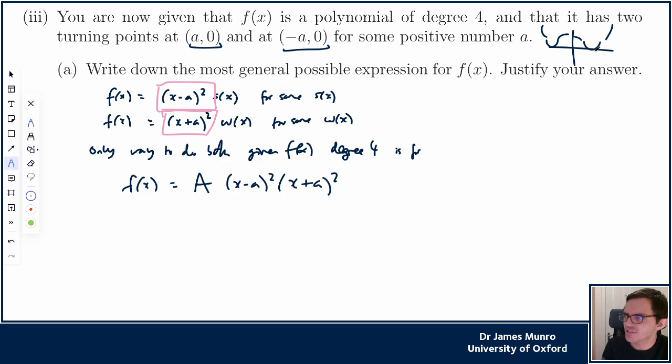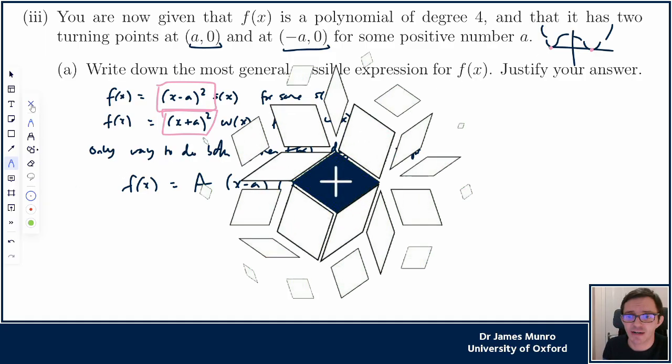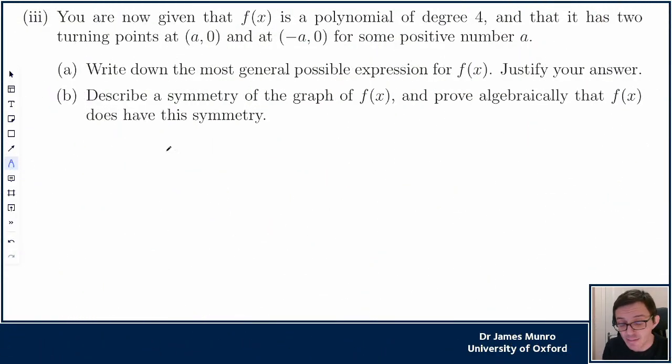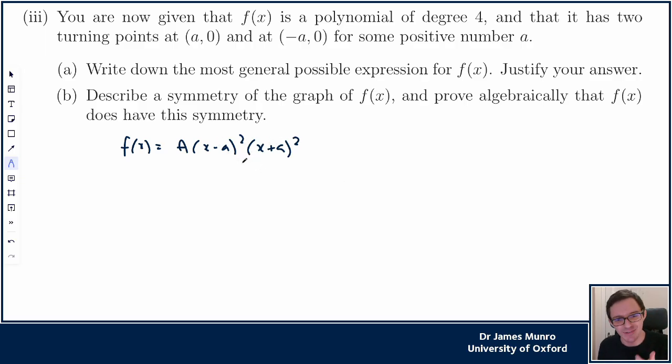Sort of repeated root at a, also a repeated root at minus a, and no more roots counted with either repeats or not repeats because I've got enough already, thank you very much. Part B, we just have that f of x was a times x minus a squared times x plus a squared. There's a symmetry where you can flip the a's and the minus a's, but that's not a symmetry of the graph in terms of x. When you draw the graph, a is just some number.